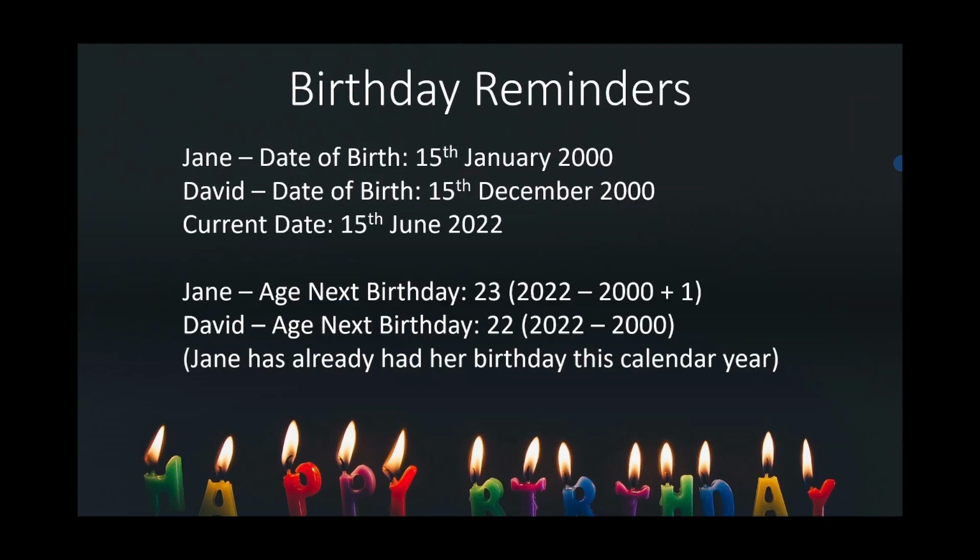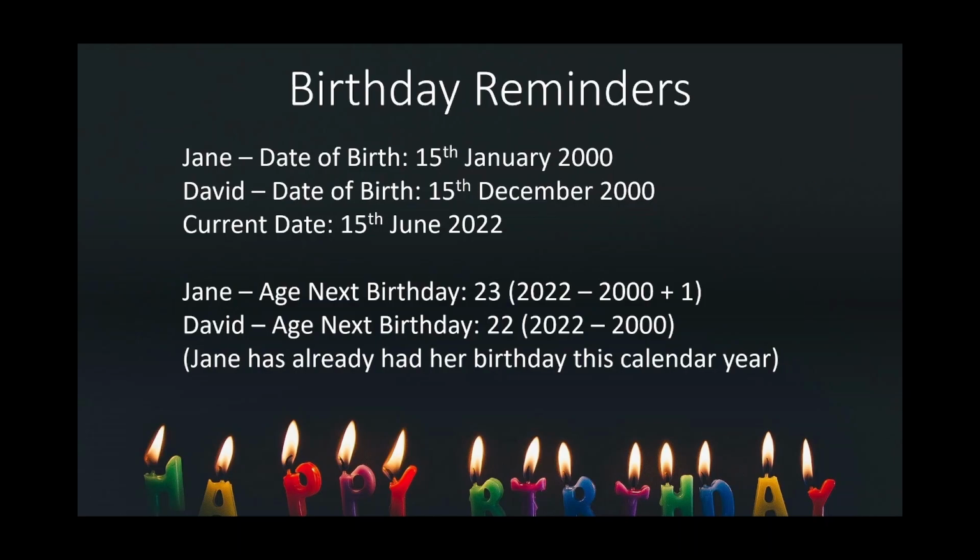Consider two people. Jane was born on the 15th of January 2000 and David was born on the 15th of December 2000, and it's currently the 15th of June 2022. Dealing with Jane first, her birthday this year has already occurred, so her age is 22, 2022 minus 2000. So her age next birthday will be 23, 2022 minus 2000 plus 1. On the other hand, David hasn't had his birthday this year, so he will be 22 on his next birthday, in December.